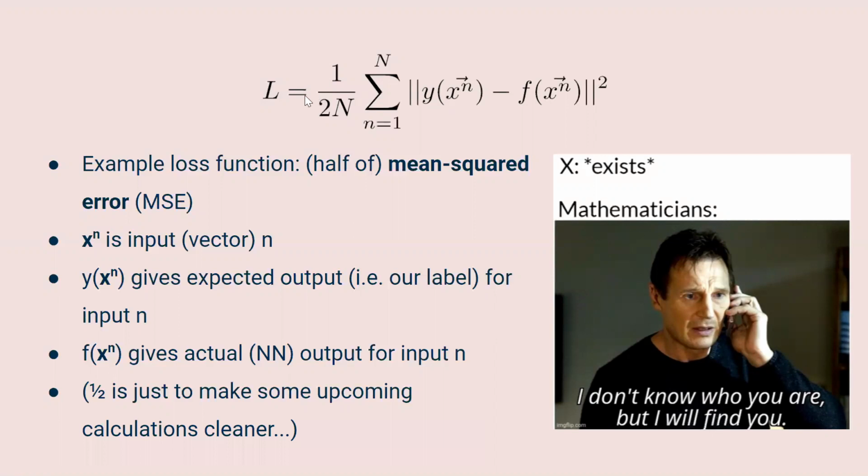Yeah, and also this 2 right here, you really can just ignore it. It just makes some of our upcoming calculations a little bit cleaner. There's really no theoretical reason why we have it there. It could be 3 or 4. It really doesn't matter. Any more questions?